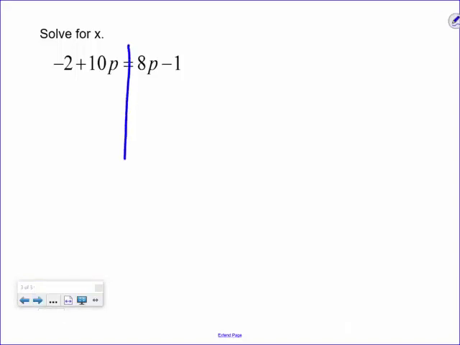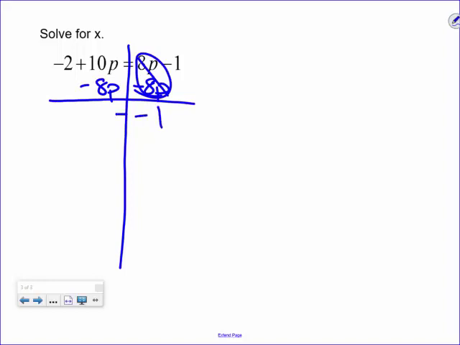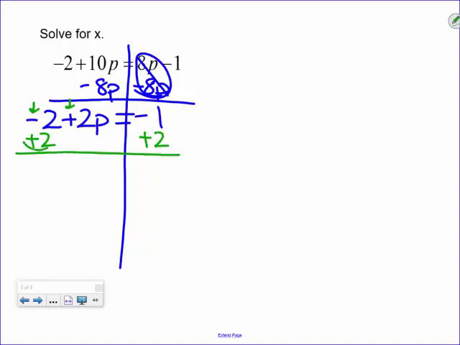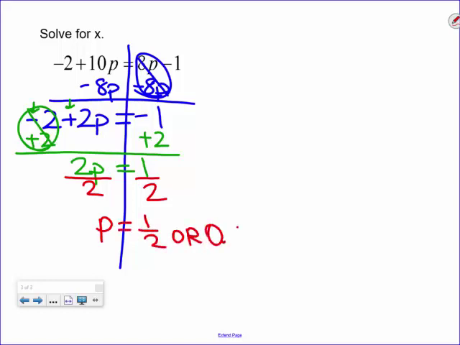Okay. I'm going to move the 8p because it's the smaller one, and I'm going to subtract it so that I get a 0 pair. So on the right side, I now have -1, and on the left side, I have -2 plus 2p. I'm trying to get p by itself, so I'm going to undo this. Even though it shows addition right here, I'm trying to undo this negative number, so I'm going to add 2 to both sides, which gives me 2p equals 1. And then when I undo that multiplication by dividing by 2, what do I get that p equals? 1/2 or 0.5. Either way is fine.